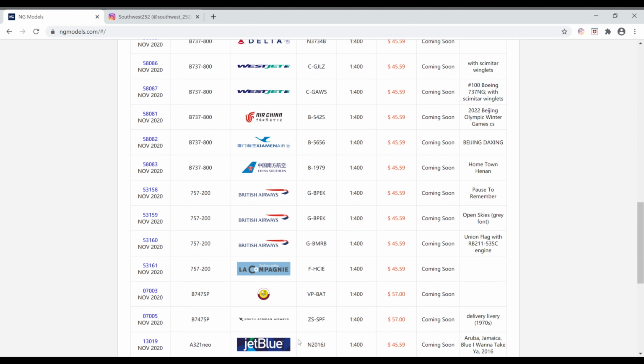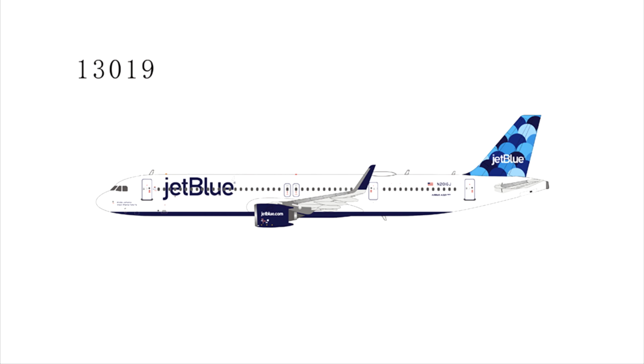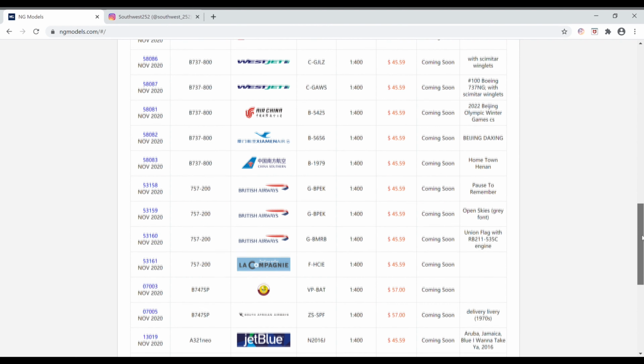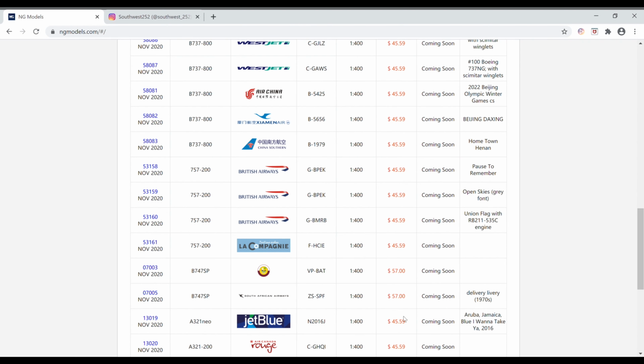Next up, we have a JetBlue Airbus A321neo. The registration is November 2016 Juliet. It is $45.59, and this has the title Aruba, Jamaica, Blue, I Wanna Take Ya, and the item number is 13019.